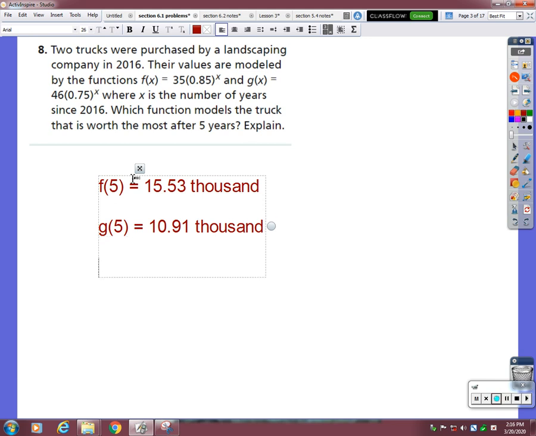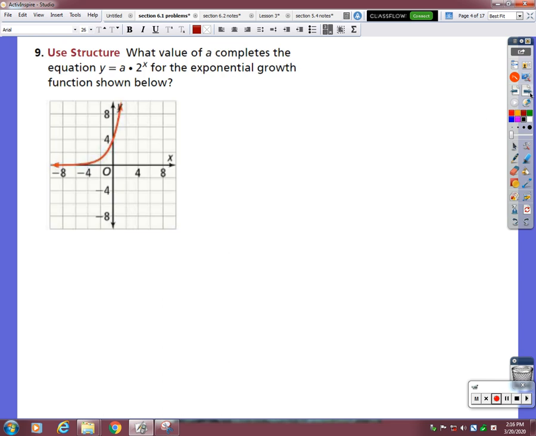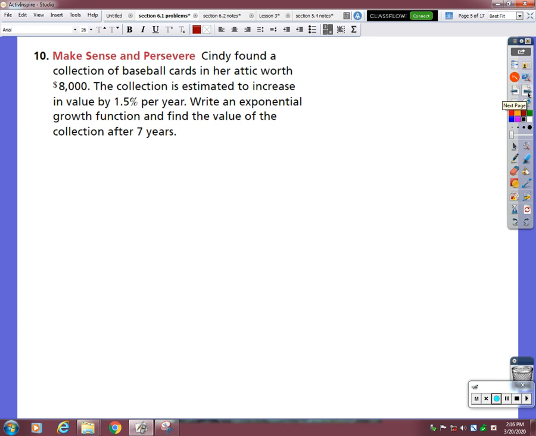That would be the function f of x. So again, even though this one was worth less to start with, since this one is decreasing in value by 25% a year, this one's only decreasing in value by 15% per year, this guy is actually going to be worth more after 5 years than the other one. Okay, we did that one yesterday.